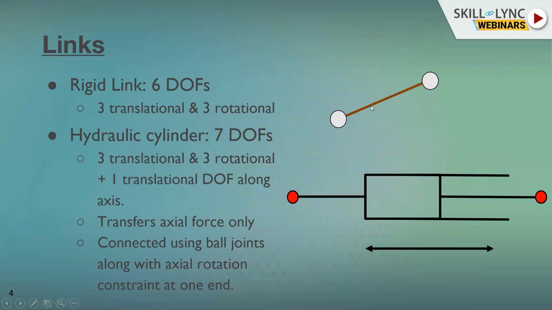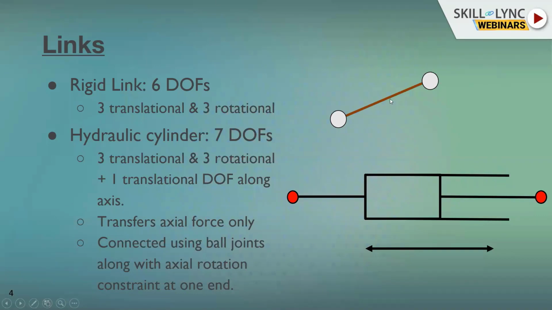Any tool which you use for modeling will have different sorts of these rigid links, with separate names. The purpose of those links is to constrain the degrees of freedom, so that in total they end up with 6 degrees of freedom, which are three translational and three rotational. The other sort of link is a hydraulic cylinder.